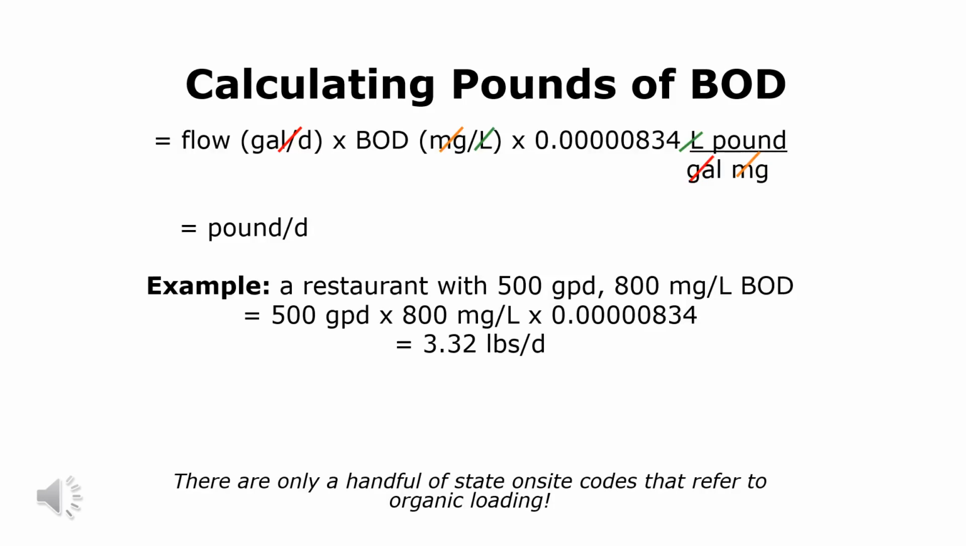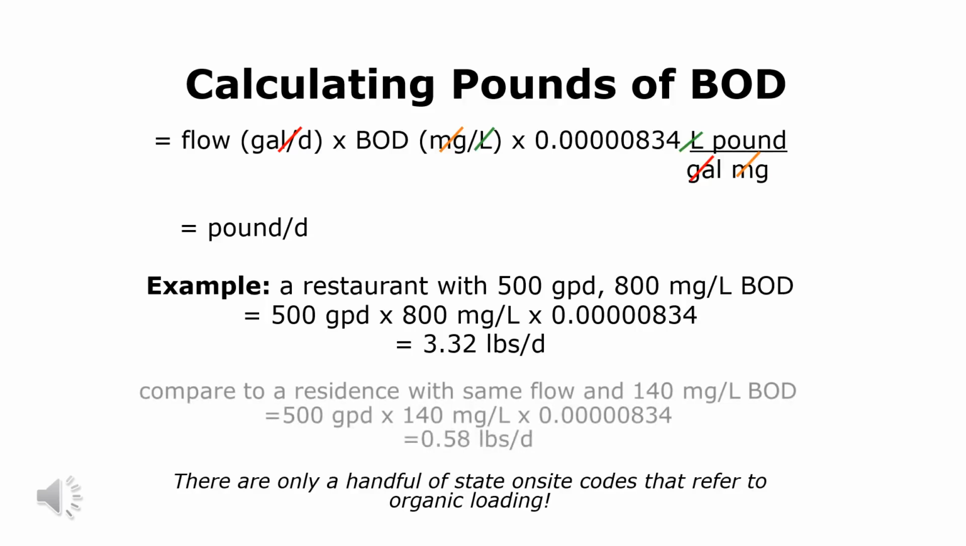Now, let's put our conversion factor to use and calculate pounds of BOD. We'll notice the equation starts with flow in gallons per day multiplied by BOD in milligrams per liter multiplied by the conversion factor. So we want the answer to be in pounds per day. So we have flow with gallon in the numerator. The conversion factor has gallons in the denominator. Above and below a dividing line, poof, it's gone.